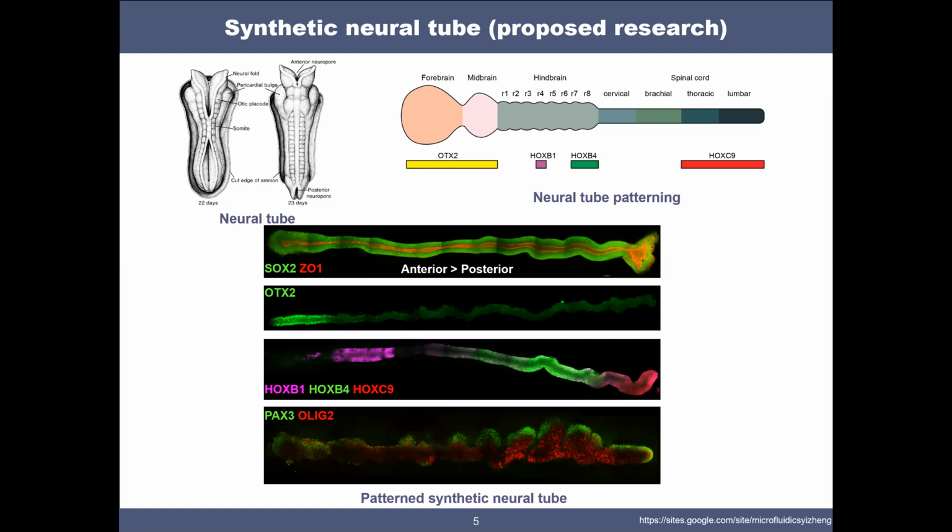This image shows the staining of several key regional markers. OTX2 marks the forebrain and the midbrain region. HOXB1 and HOXB4 label the hindbrain. HOXC9 marks the spinal cord. In the bottom, PAX3 and OLIG2 indicate the dorsal and ventral region of the spinal cord, which will further develop into neural crest and motor neurons.